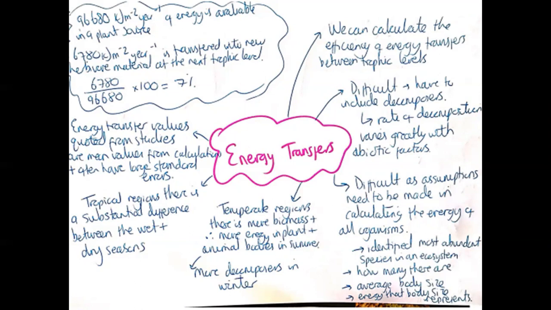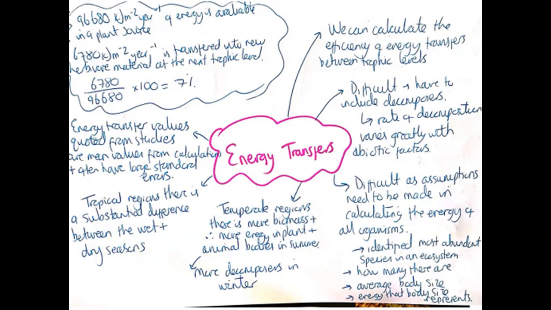And then the rate of decomposition, so the rate at which decomposers are decomposing something, and therefore how much of the energy they get, varies greatly with abiotic factors. So, you know, damp conditions, for example, winter in some climates, decomposers are more common. So it makes calculating those energy transfers quite difficult, and your efficiencies can vary wildly depending on whether you include them or not include them.